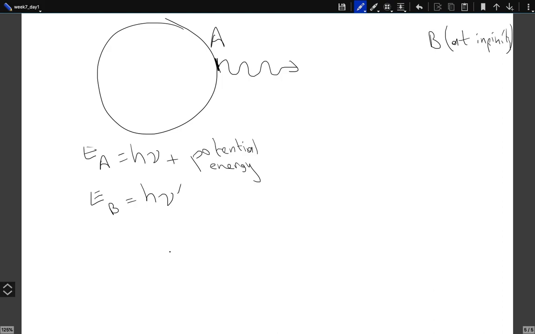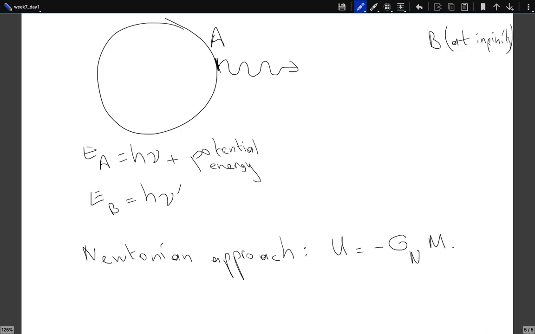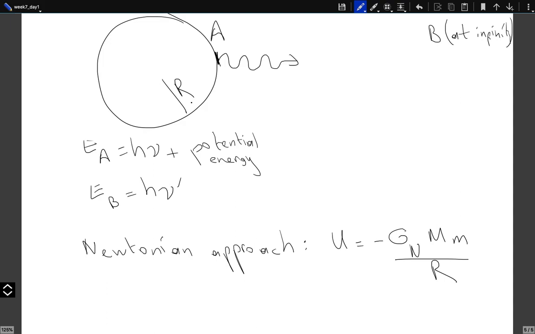Now, one problem is, what is this potential energy? How can we identify the potential energy of the photon? It's massless, but still affected by the gravitational pull. Well, we can use somewhat a Newtonian approach. In Newtonian gravity, the gravitational potential energy was just minus the Newton's constant, the mass of one object, the mass of the other object, divided by their separation. This is what Newton tells us. But then, if this capital M is the mass of the star, the question is, what is the mass of the photon? We always said that the mass of the photon is 0.